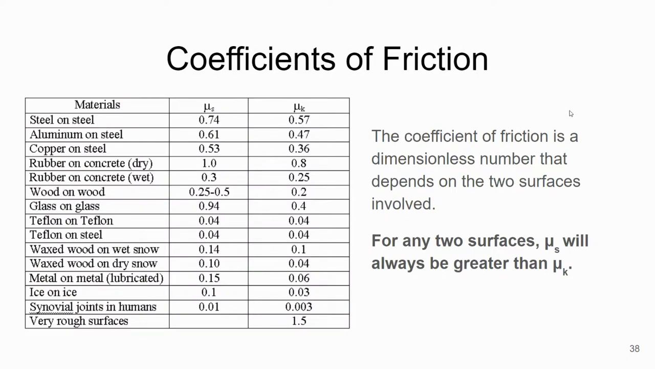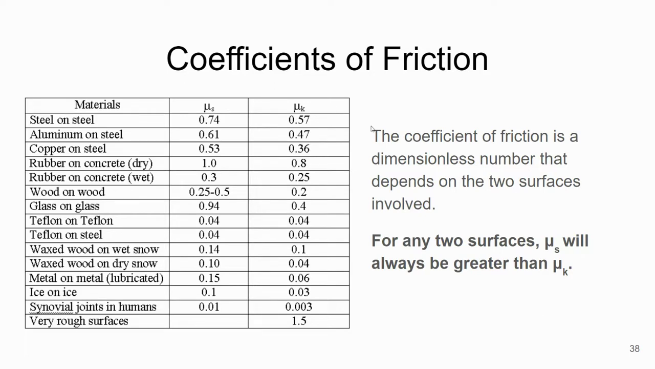This table here shows a bunch of different combinations of materials. It's always two things together, steel on steel, aluminum on steel. In this table, the middle column is mu sub s, the coefficient of static friction, and the rightmost column is mu sub k, the coefficient of kinetic friction. When you're looking at these numbers, you will see they tend to be numbers greater than 0. A coefficient of friction of 0 would be frictionless. So it's some number greater than 0 and usually less than 1.